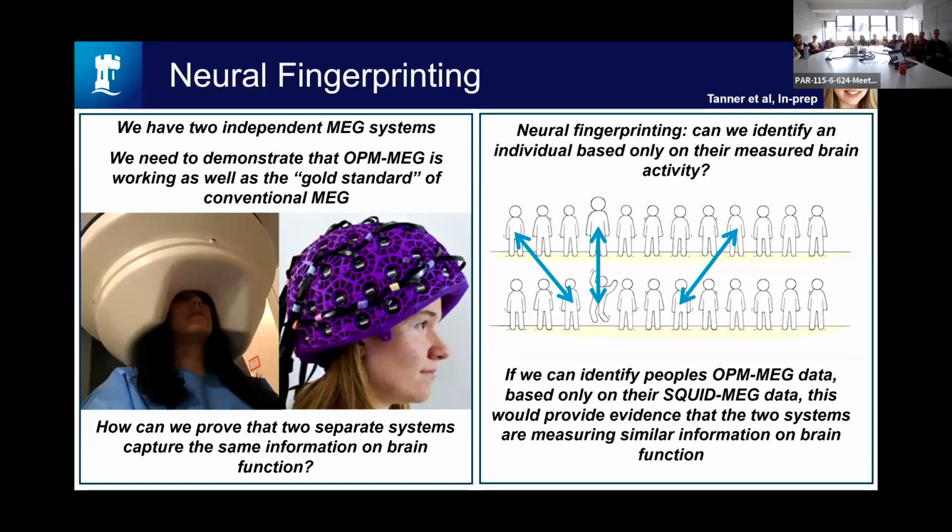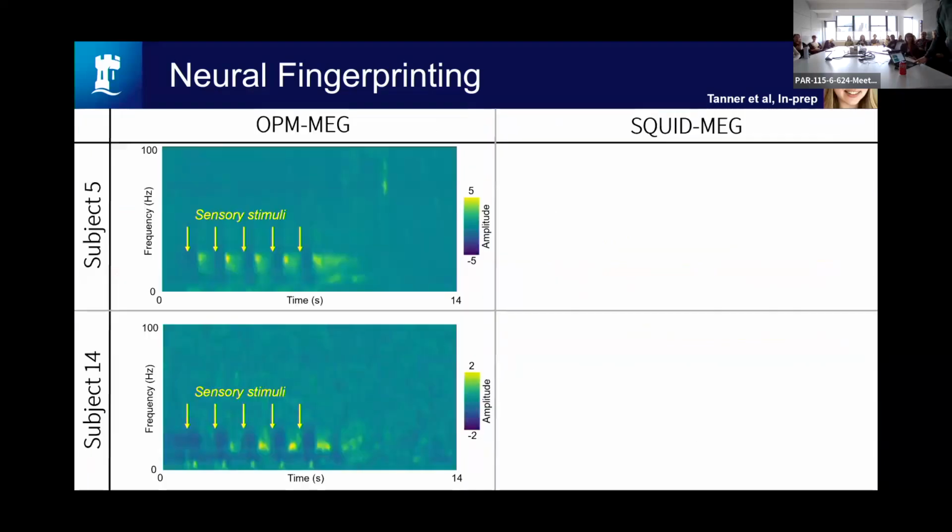So what we thought was, if we compare this to this and try to do neural fingerprinting, first of all, if we can tell who's who across the two systems, so if I can identify you using OPMs based on your SQUID recording, that's telling us these two machines are giving us the same information about a group of people. But it also helps to say that if we can do it with this compared to this, it's more likely that there's a neural component, that it really is picking up on the brain signals and not just the fact that somebody's head is bigger or smaller. So that's what we tried to do.